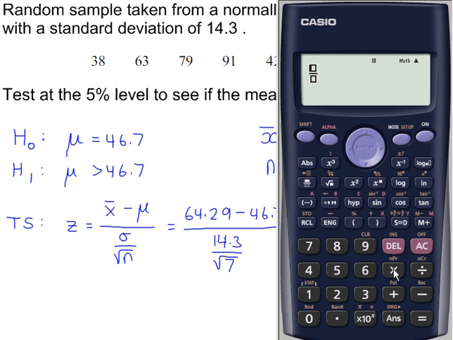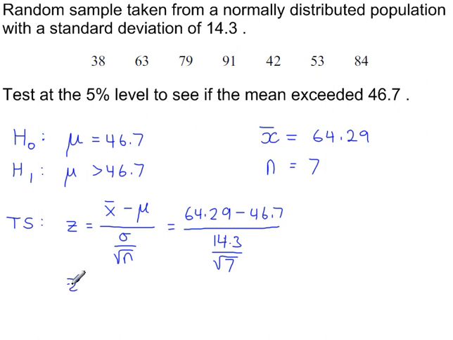Fraction, alpha A, that's the sample mean, stored in memory A in the calculator, minus 46.7, over fraction, standard deviation, over the square root of the sample size. 3.25. Okay, so Z is equal to 3.25.